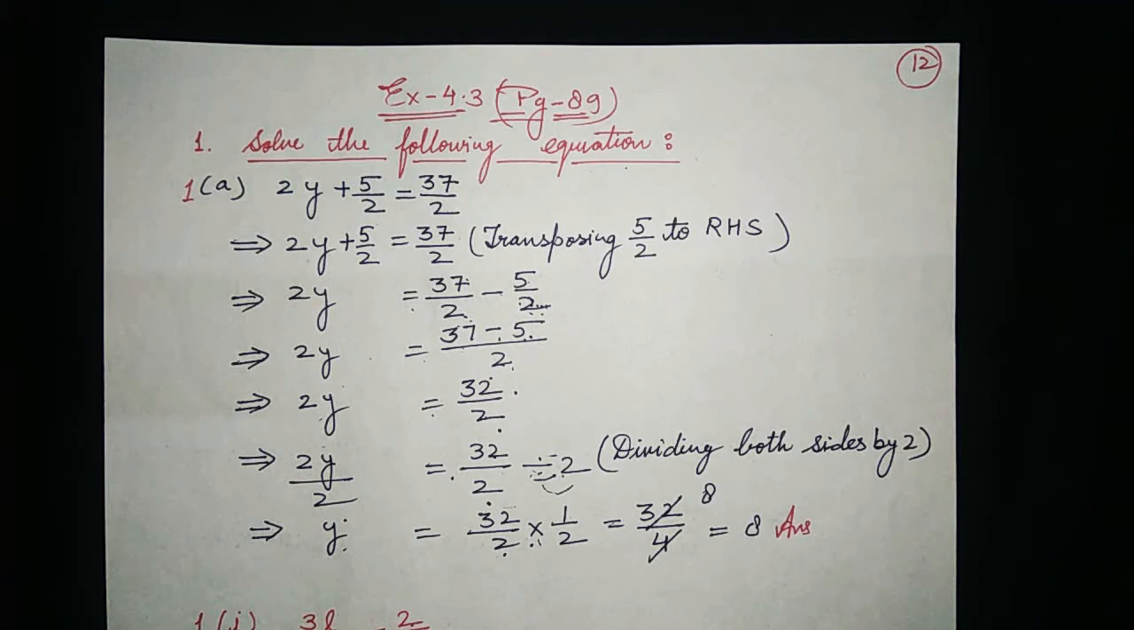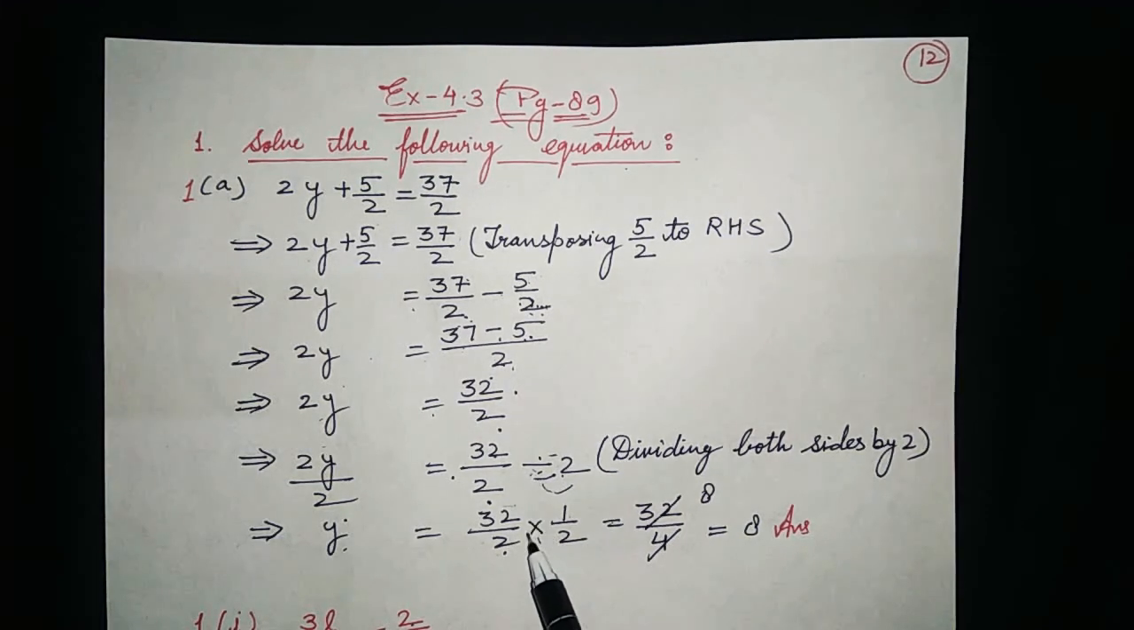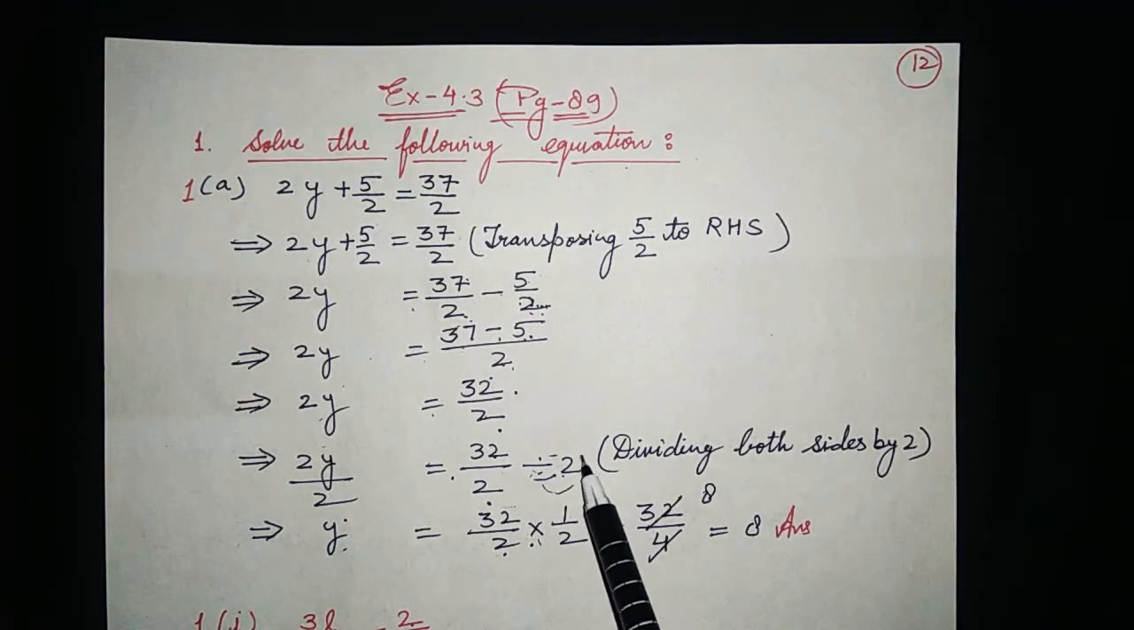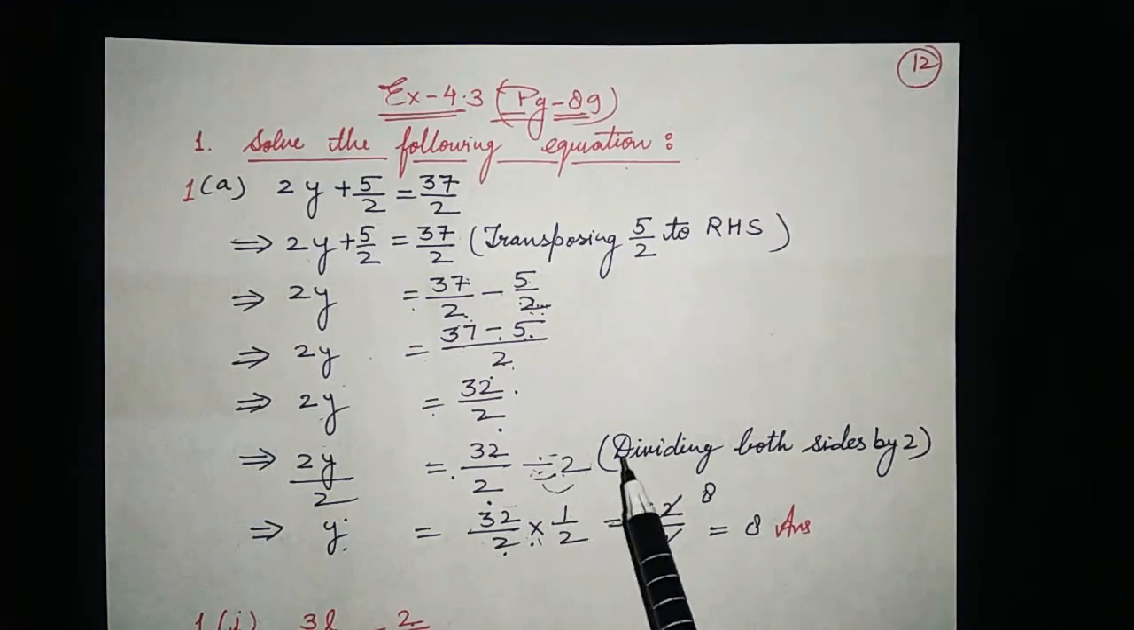And in the next step what you have to do, see, 2 1 is 2, 2 1 is 2, 1 into y. 1 into y means what? y. And on the right hand side, 32 upon 2 you will do. And here, in place of division sign, you will put sign of multiplication and you will write reciprocal of this 2. And reciprocal of this 2 is 1 upon 2.